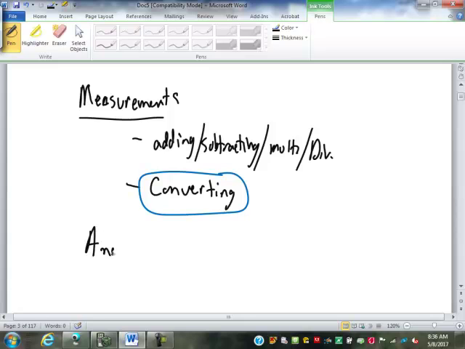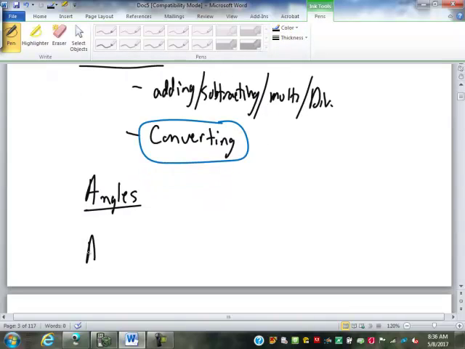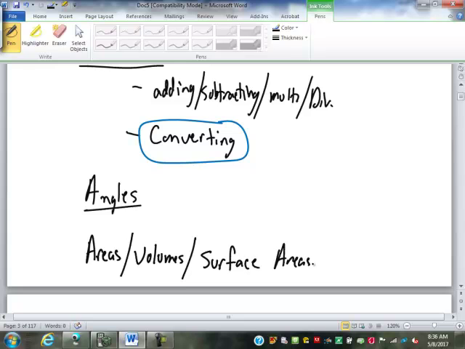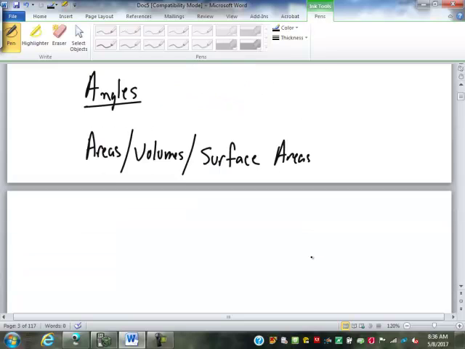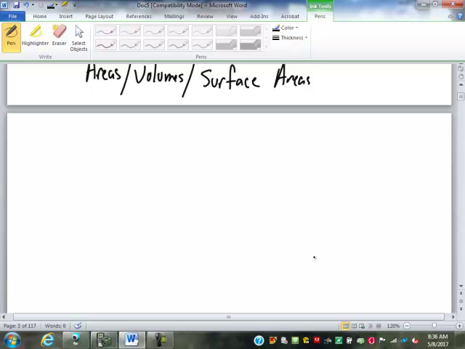We've done angles in this unit, so make sure you're familiar and remember how to do the angles, finding missing angles and all that good stuff. And then we've done areas, volumes, and surface areas. Today we're moving into the final section of this fourth unit, and that is statistics.